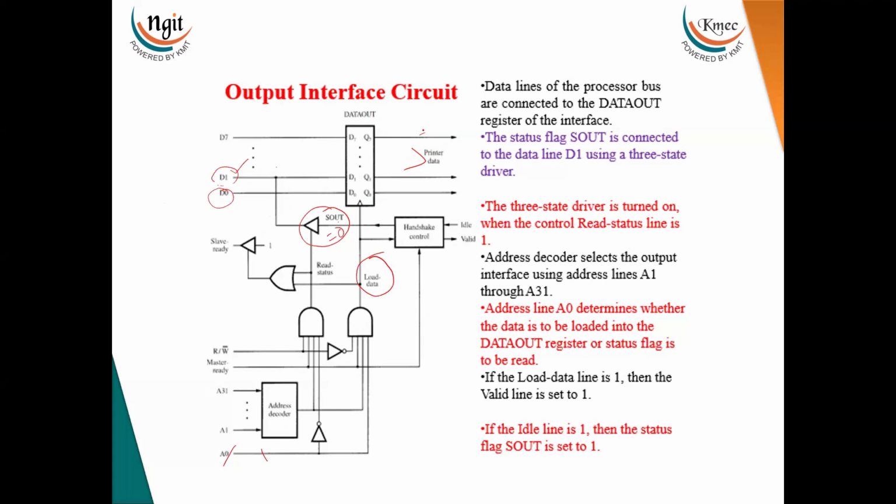Now this is an exercise for you. Do the analysis of the output interface, the remaining part, for how it is reading the status and how data is transferred to the output device. Same analysis. Now this is an AND gate. The only thing is, when it is reading, it will place 1 here, thereby this becomes 1. When it is writing the data, this bit becomes 0, thereby this bit is 1. So the load data is enabled. If this is enabled, this register is enabled, and whatever data is available on the data bus will be placed on the data bus of the printer. So this is the output interface analysis.